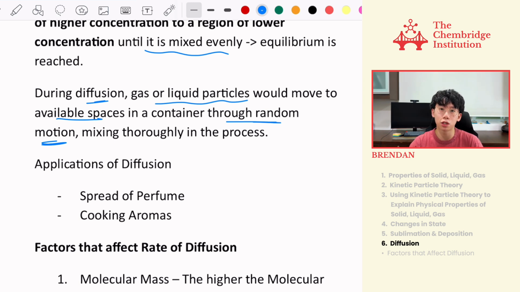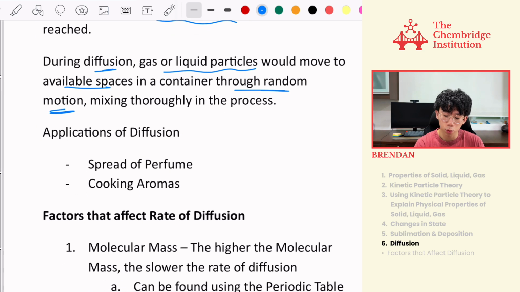So what are some applications of diffusion? For example, we have the spread of perfume. This explains why you're able to smell a perfume from another corner of a room if you're all in the same room together. This also explains why you can smell cooking aromas when you're not in the kitchen itself. The molecules that help you smell these cooking aromas are diffusing from the kitchen all the way to your nose, from a region of high concentration to a region of lower concentration.